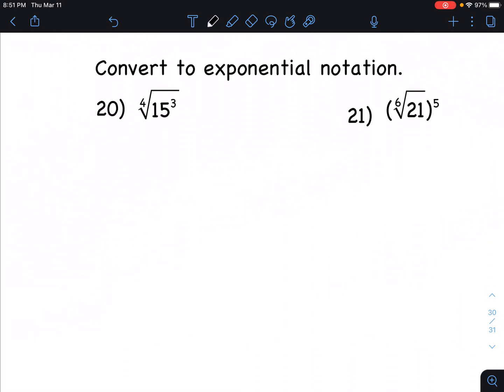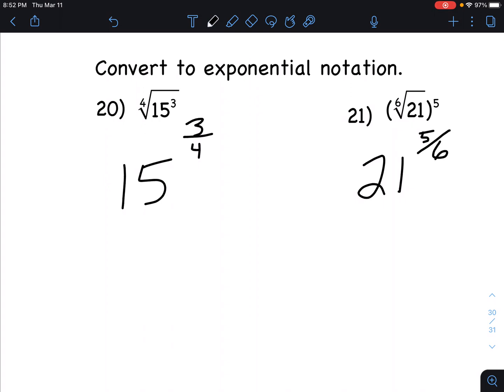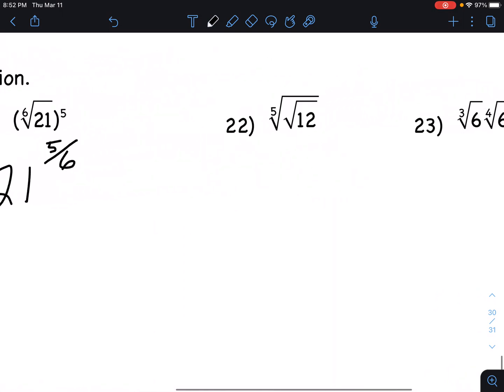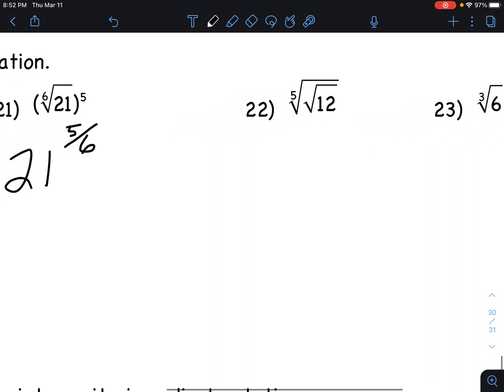Okay, next up, number 20. The directions say convert to exponential notation. So 15 to the power of 3/4. The 4 is the denominator. The index is the denominator. 21, also very easy. 21 to the power of 5/6. Number 22, however, not so easy.